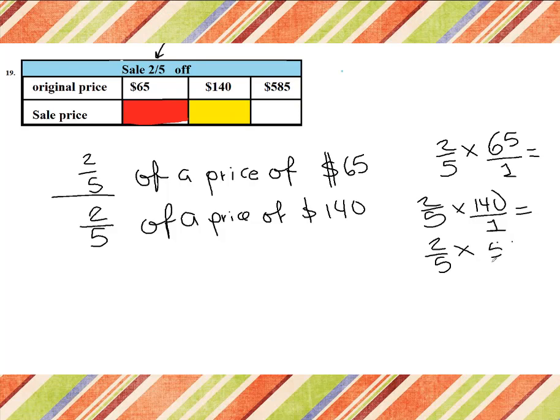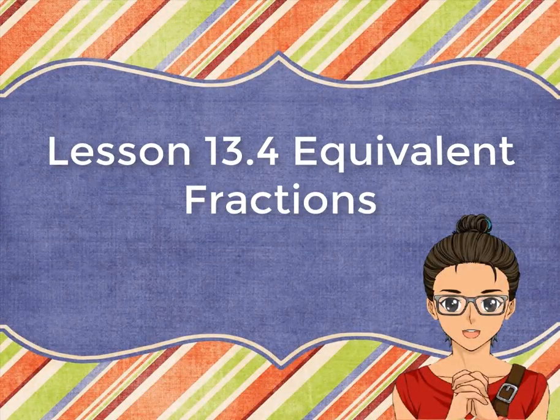2/5 is the sale, multiplied by the original price. The original price is 585. Put a 1 over in the denominator and remember, multiply and then divide. And the answer you need to write here, but don't forget to write the dollar symbol.